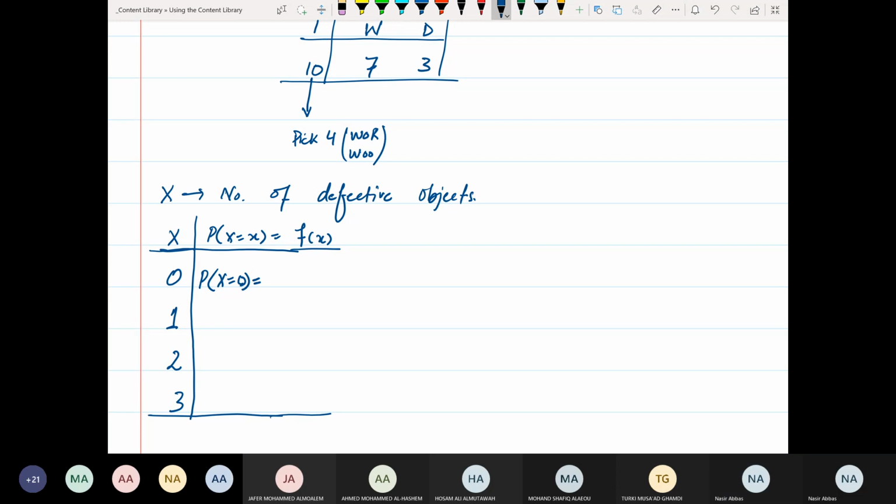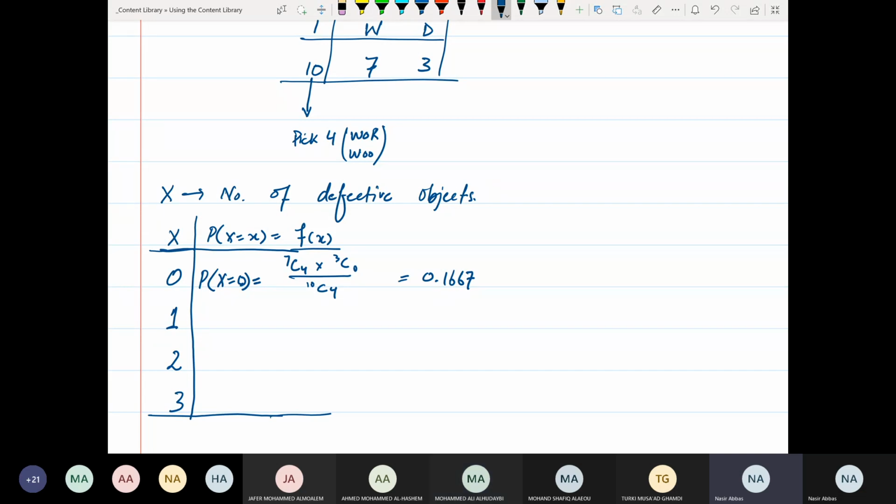Muhammad Ali. I calculated the probability and it is equal to 0.1667. And what is the expression? Can you tell us how you calculated this? 7C4 multiplied by 3C0 divided by 10C4.